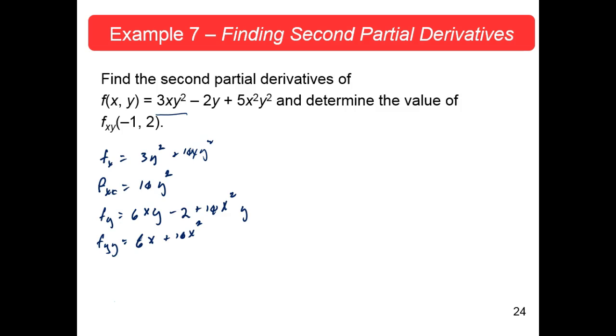Sorry. Now let's do the mixed partials. We've already done f sub x, so now let's do f sub xy, where we're now taking the derivative of that with respect to y, and that would be 6y plus 20xy. Let's do the partial of y then with respect to x. And we've already done the partial with respect to y.